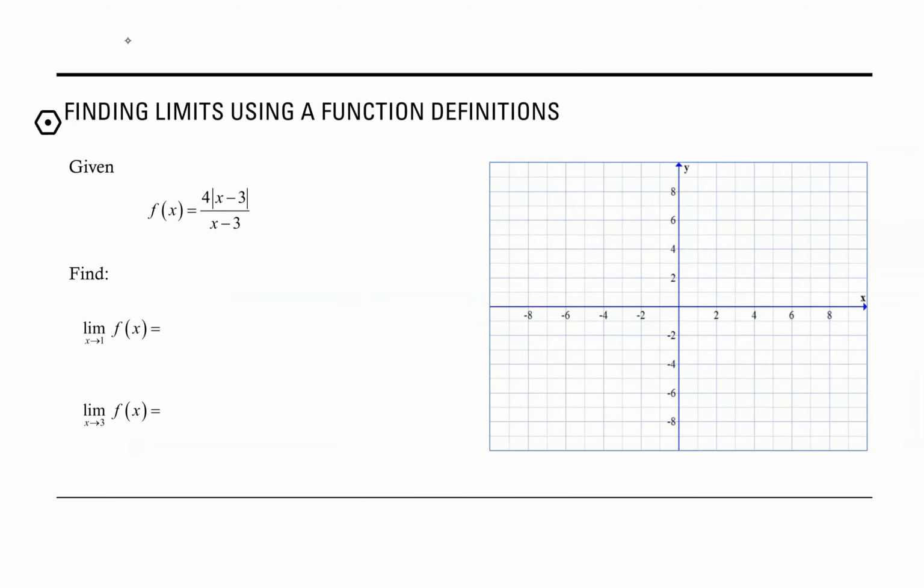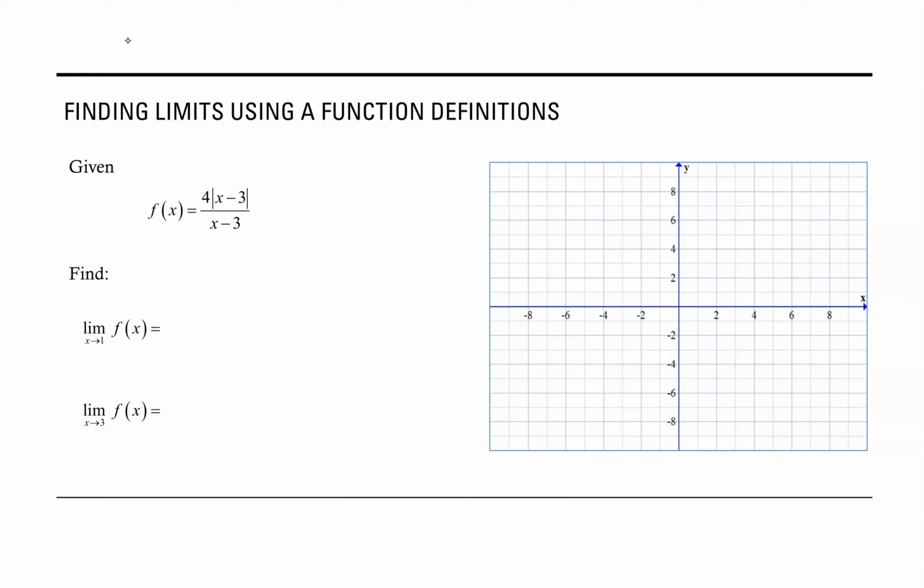Look at this new function. We've got f of x equals 4 times the absolute value of x minus 3 over x minus 3. And so you might be wondering, well, what about this requires the idea of a definition? But we're going to look at what the definition of absolute value tells us about the absolute value of x minus 3 here.